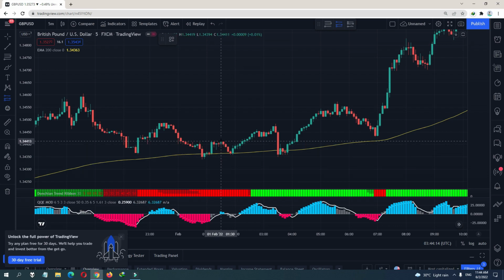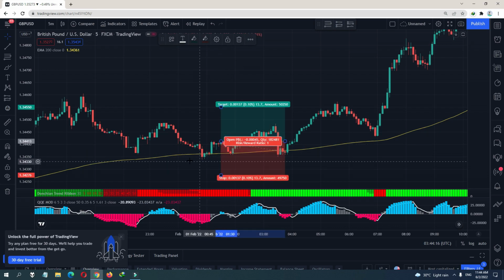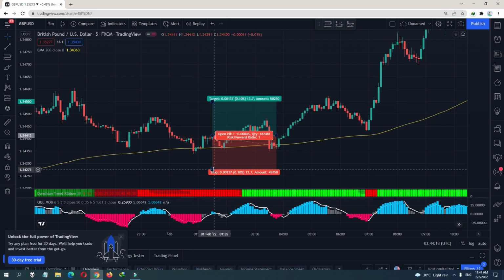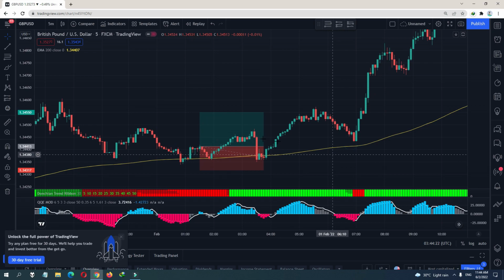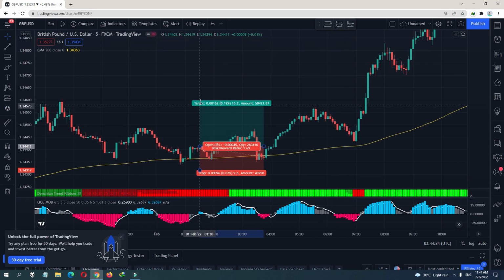All right, so our stop loss is last swing high. I'm sorry, last swing low. Okay, and you can target 1 to 2 or 1 to 1.5. All right.